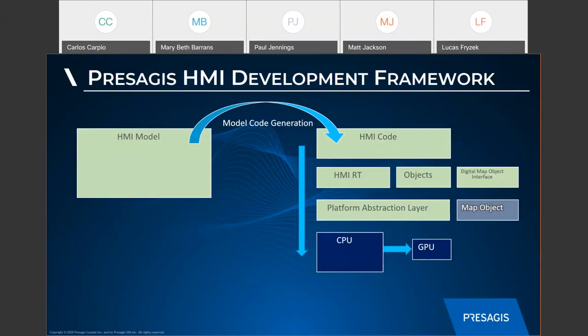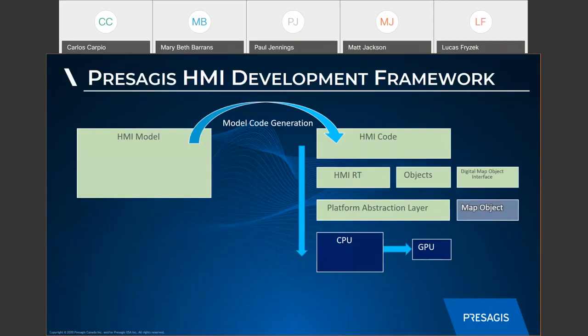So how does that work? We've talked about this particular example, which was a hand gesture, but HMI procedures have an HMI development framework. So we can develop an HMI model, generate code from it, and that HMI code goes through a runtime, and then we use what is known as a platform abstraction layer to hide ourselves away from the very low level details of the CPU and GPU.